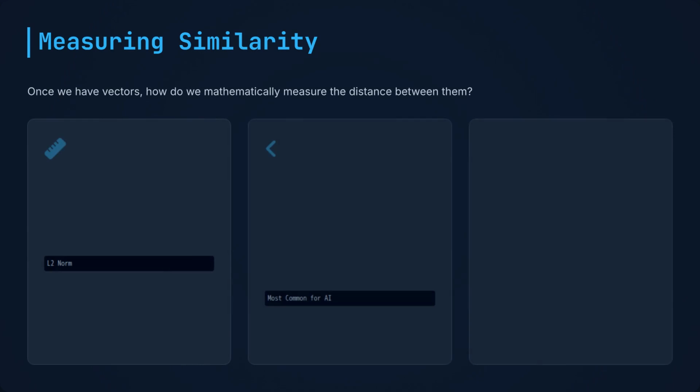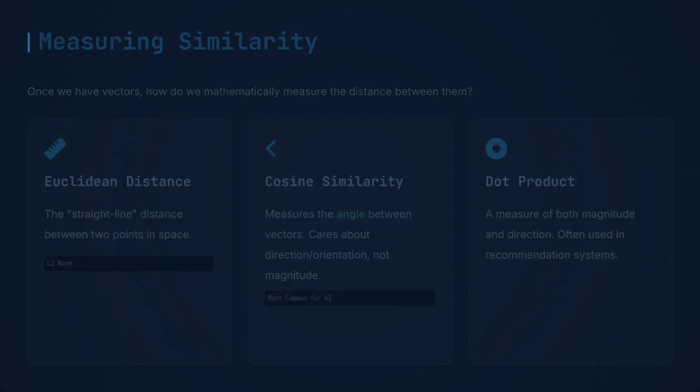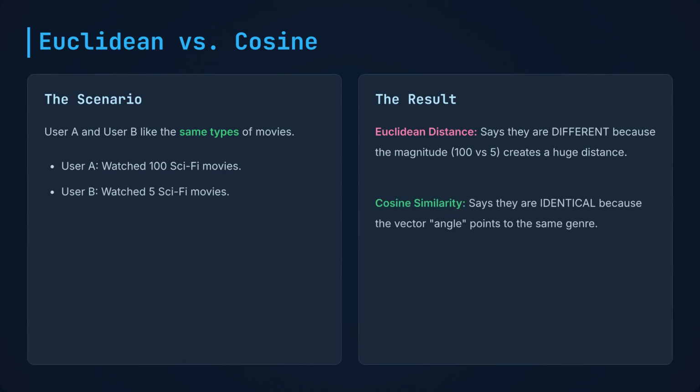Once data is in vector form, we measure similarity using metrics like Euclidean distance, the straight line distance. Cosine similarity measures the angle between vectors and is most common for AI, as it focuses on direction, not magnitude. A key difference is seen in recommendation systems. If user A watched 100 sci-fi movies and user B watched 5, Euclidean distance says they are different. Cosine similarity correctly says they are identical in preference because their vector angle is the same.